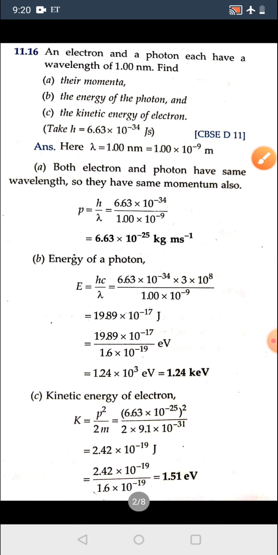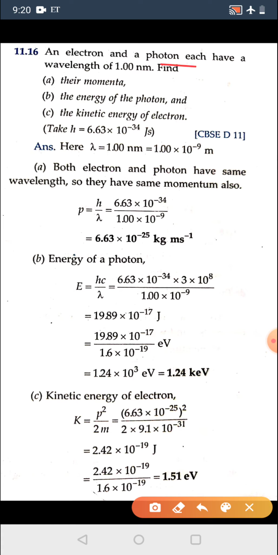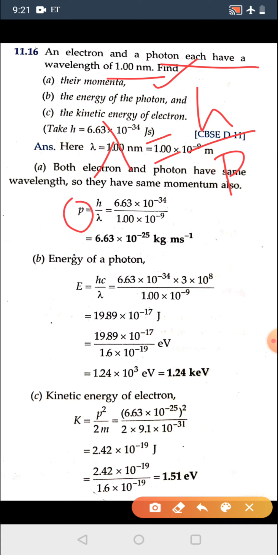But in the next question, an electron and a photon each have a wavelength of 1 nanometer. We are asked to find momentum. First of all, we know that wavelength lambda is equal to h upon mv. mv means momentum. So if you make momentum the subject, you can substitute the value of lambda and you will get momentum. Then in the second part, it is asked to find the energy of the photon. The energy of a photon can be calculated by hc by lambda. So by substituting all values, you will get energy.